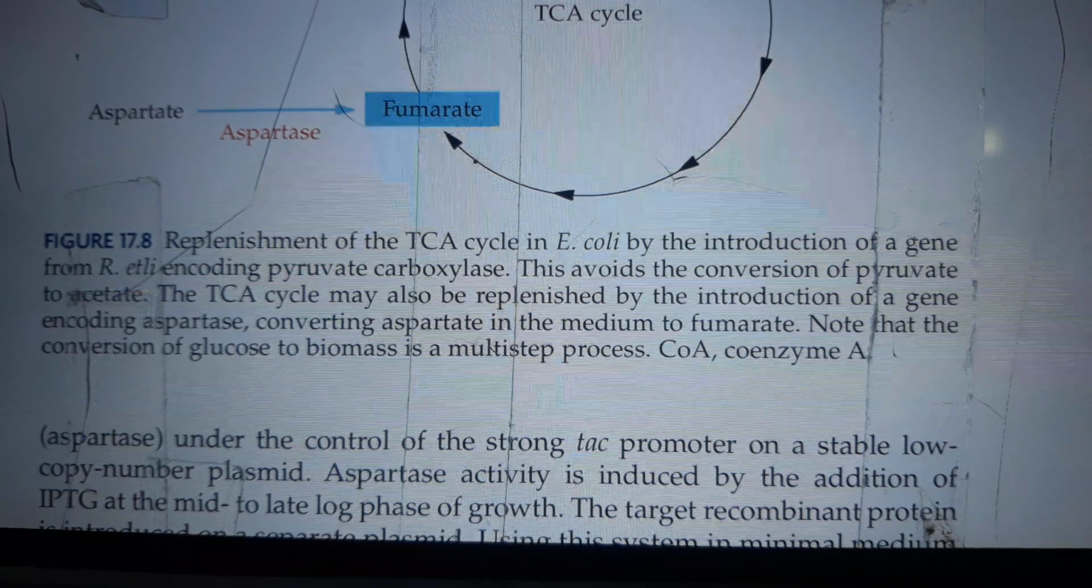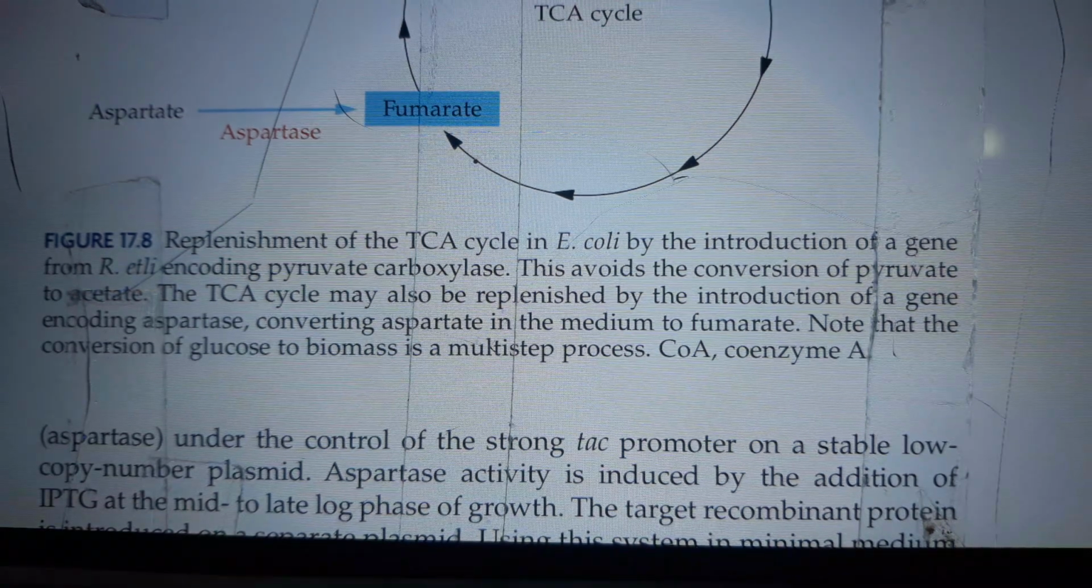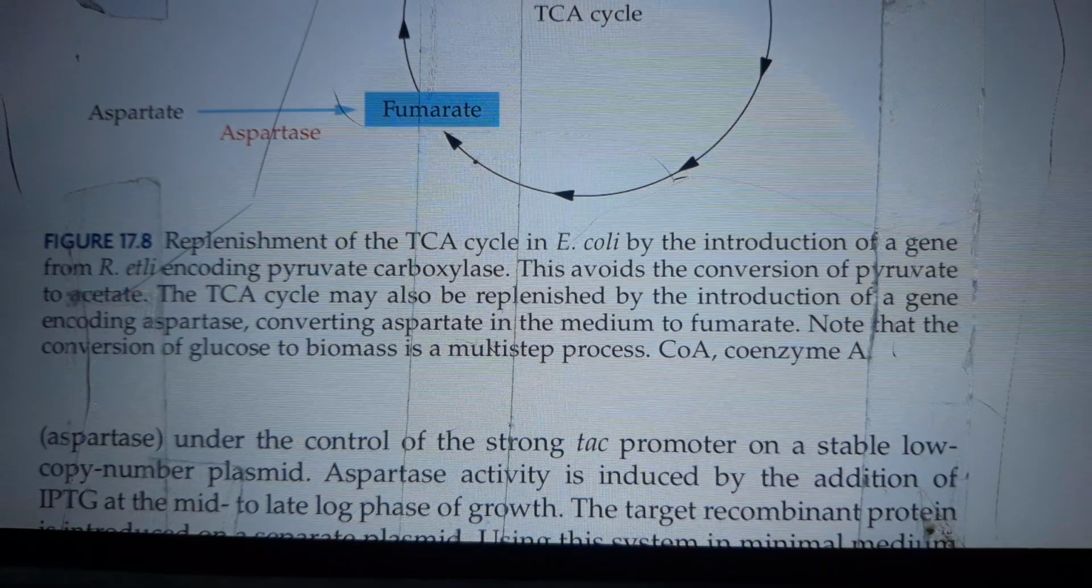This is the replenishment of the TCA cycle in E. coli by the introduction of a gene from R-ethylene encoding pyruvate carboxylase. This avoids the conversion of pyruvate to acetate. The TCA cycle may also be replenished by the introduction of a gene encoding aspartase, converting aspartate in the medium to fumarate. Note that the conversion of glucose to biomass is a multi-step process.